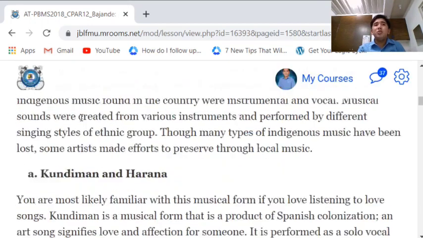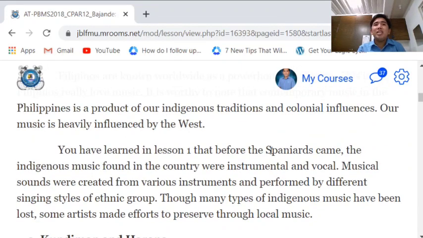You have learned in lesson 1 that before the Spaniards came, the indigenous music found in the country were instrumental and vocal. Okay? So even before the Spaniards came to the Philippines, there was already an expression of music. However, these were all just instrumental and vocal. They used instruments or vocals for rituals, right?